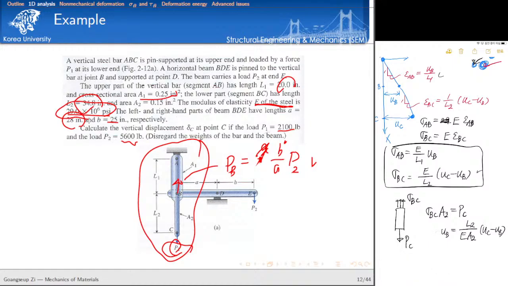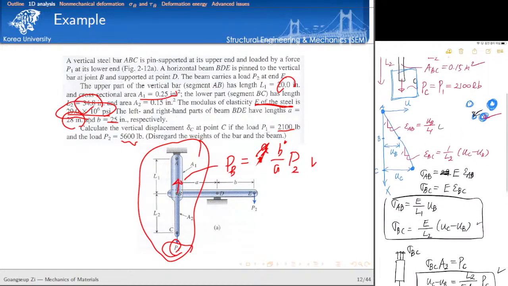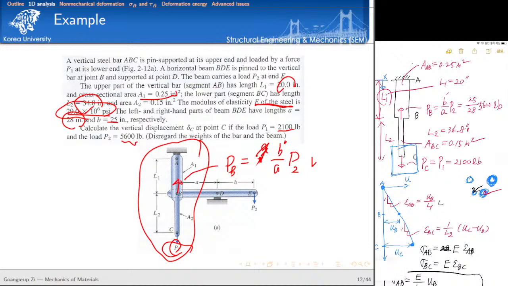Here, sorry, I made a mistake. So UC minus UB is equal to L2 over elastic modulus and area times PC. So I have an equation, but I have two unknowns. That's why we cannot finish the calculation. So let's consider one more free body diagram. Let's consider another free body diagram here. The rule of equilibrium must be satisfied at any point of this structure.